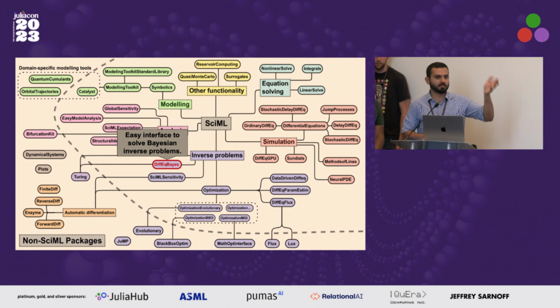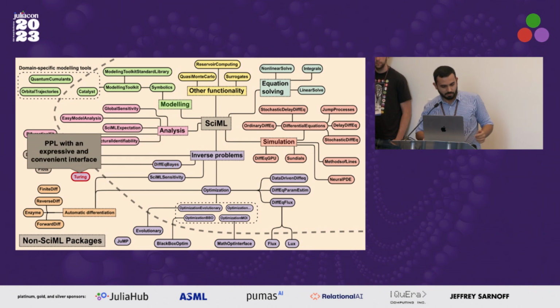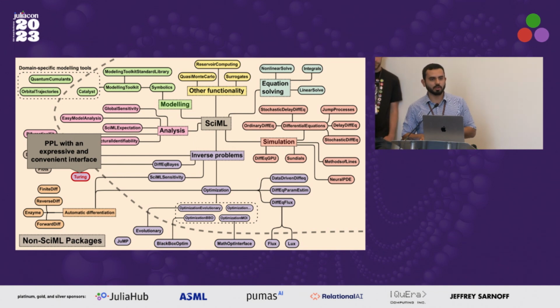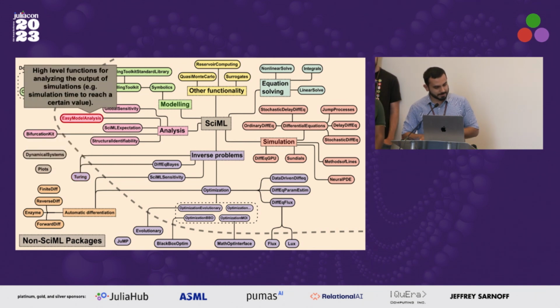DiffEqBayes is very similar to DiffEqParamEstim. It's a very easy interface to solve Bayesian inverse problems. And Turing is the leading probabilistic programming language in Julia, and it's completely composable with the entire SciML stack. So there's a very good tutorial on the Turing tutorials, so you can take a look at that.